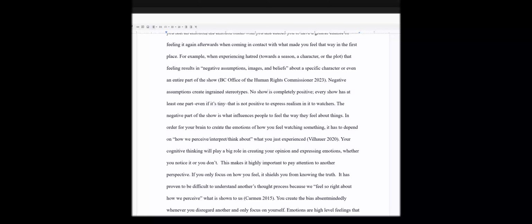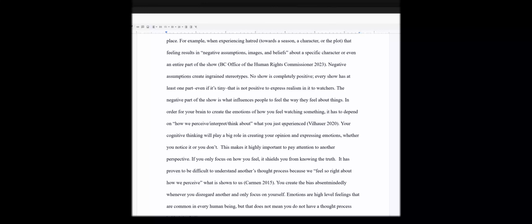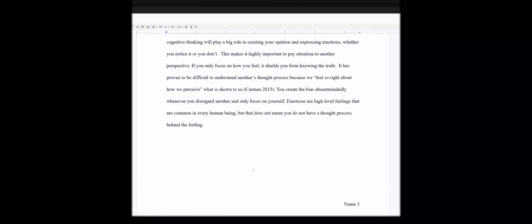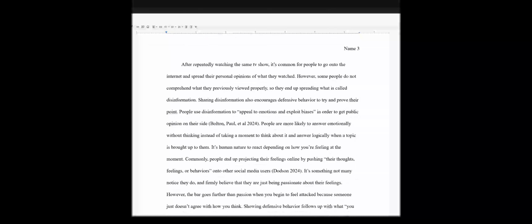In order for your brain to create the emotions of how you feel, it has to depend on your cognitive behavior, creating your opinion, expressing emotions, whether you notice it or not. This makes it highly important to pay attention to another perspective. If you only focus on how you feel, it shields you from knowing the truth. It's been proven to understand another's thought process because we feel so right about how we perceive what is shown to us. You create bias mindfully. Okay, I see what we're saying there. I'm going to come back to that, though.